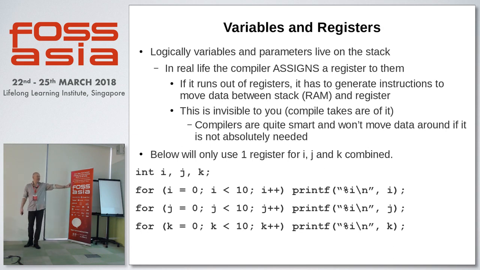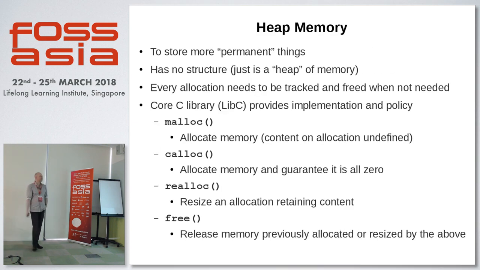But an example here is that if you have three variables, i, j, and k, and you do these three loops, the compiler is not going to need three registers for i, j, and k. It'll probably recycle the same register, because it doesn't need them anymore afterwards. And if they're never used after that, the compiler knows that, and it'll just use one register for all of it. So don't get into the thought that the more local variables you have, the more registers you need. It doesn't work that way. It basically is the number of active things you have in registers at the same time.